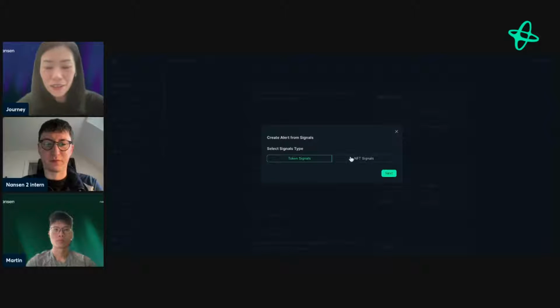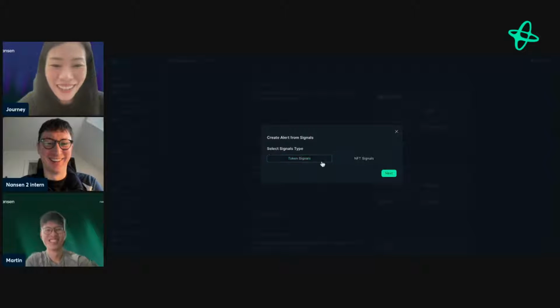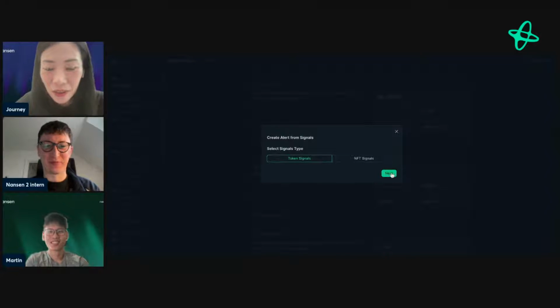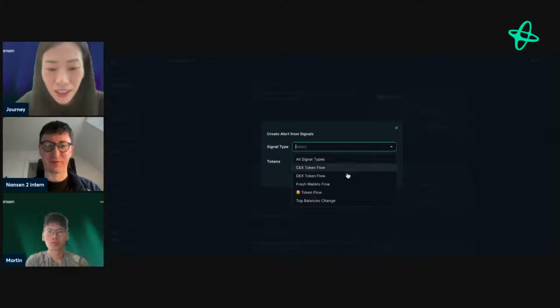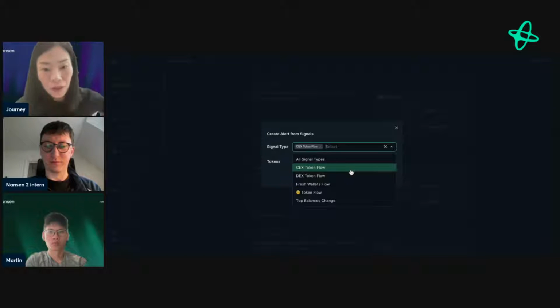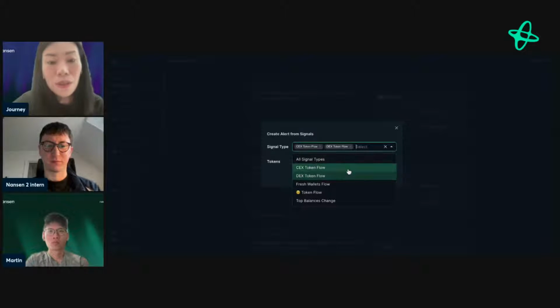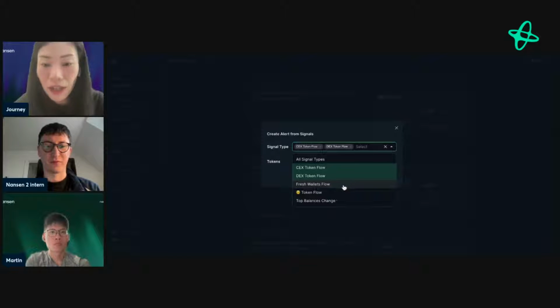Personally, I think the NFT summer is coming back, but that's my bias. But let's see token signals. So click Next, and then there's a drop-down menu where you can select CEX token flow, DEX token flow, and these two pretty much tell you when there's an unusual amount of tokens being sent to a centralized exchange, or DEX trades, or leaving these exchanges. And usually there might be some price impact when there is unusual flow, as well as fresh wallet flow. Actually, I quite like this one recently. I will share an example later.